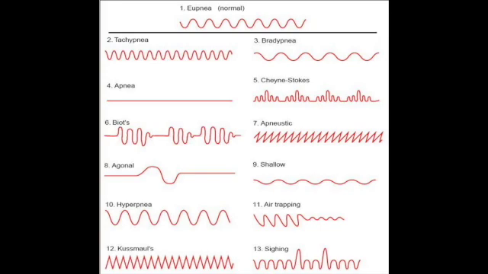You also have Biot's breathing. Biot's breathing is irregular respirations which are quick and shallow, but they are equal depth with irregular periods of apnea, usually of equal depth again in comparison to Cheyne-Stokes breathing. It can be seen with damage to the medulla oblongata or opioid use, so that's Biot's.